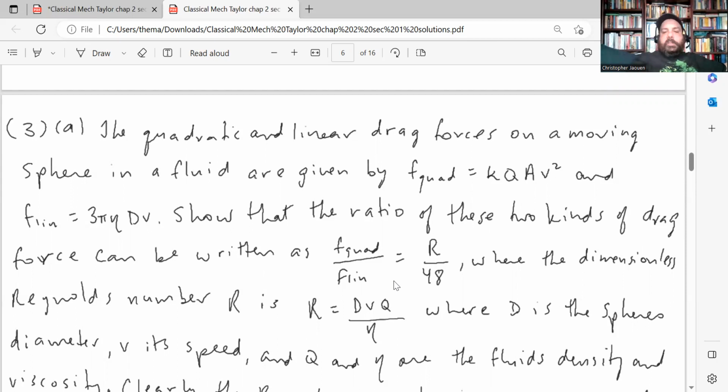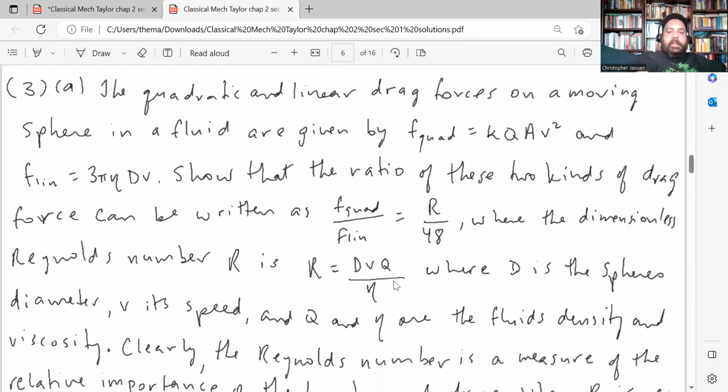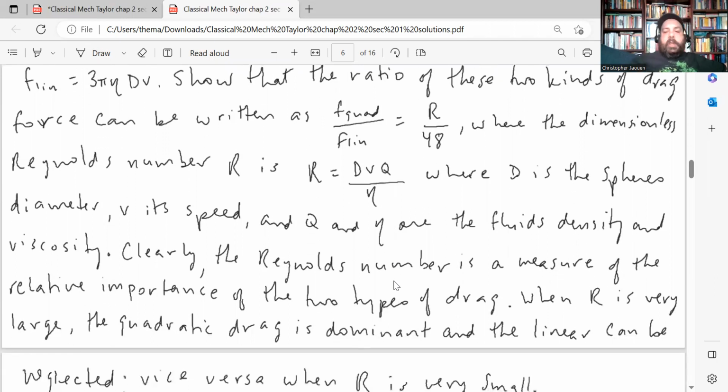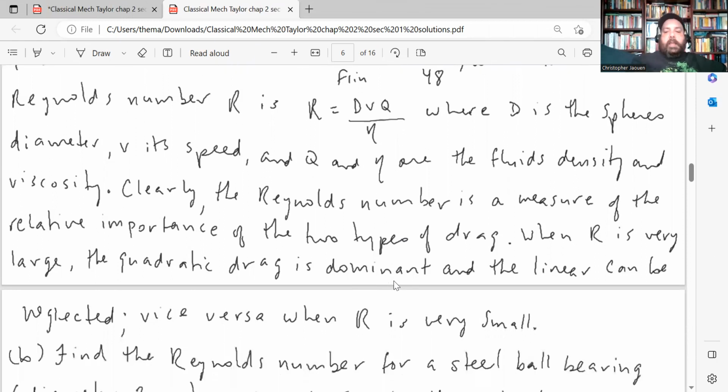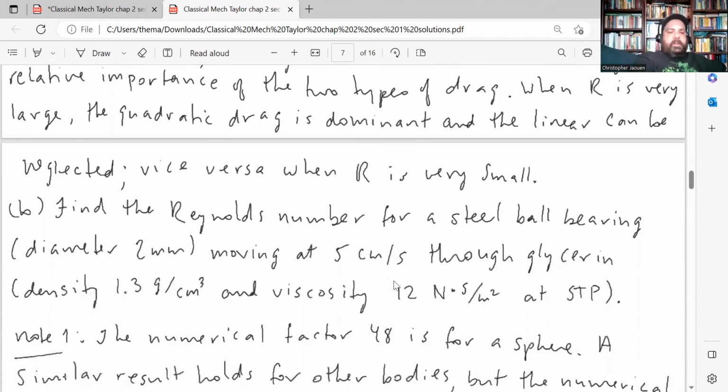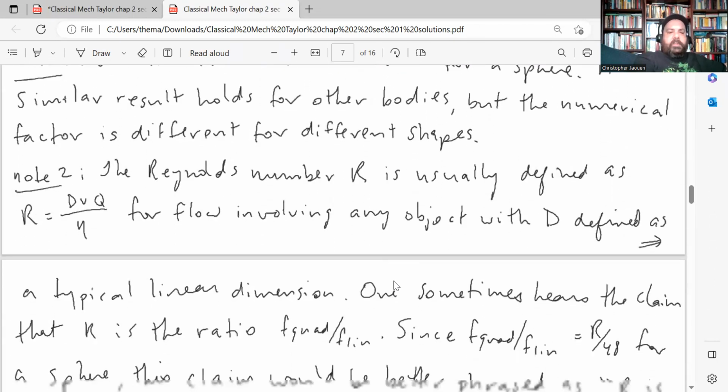Show that the ratio of these two kinds of drag force can be written as R over 48, where the dimensionless Reynolds number R is given by the formula dvρ over η, where d is the sphere's diameter, v is its speed, and ρ and η are the fluid's density and viscosity. Clearly, the Reynolds number is a measure of the relative importance of the two types of drag. When R is very large, the quadratic drag is dominant and the linear can be neglected, and vice versa when R is very small. All right, and there's part B also, but let's do part A first.